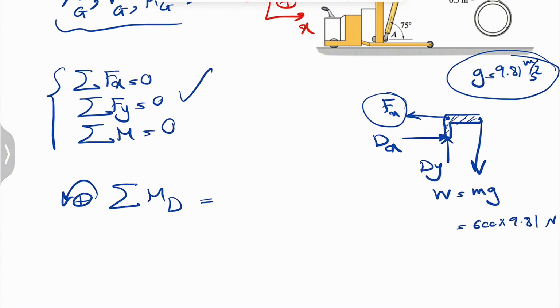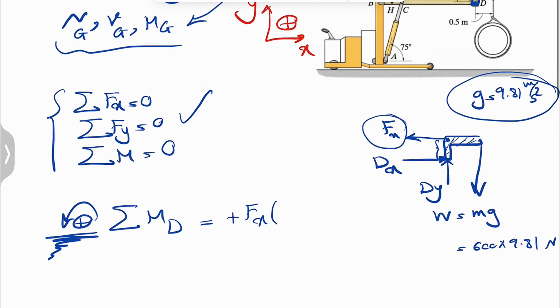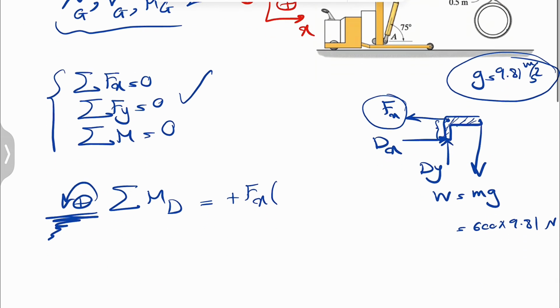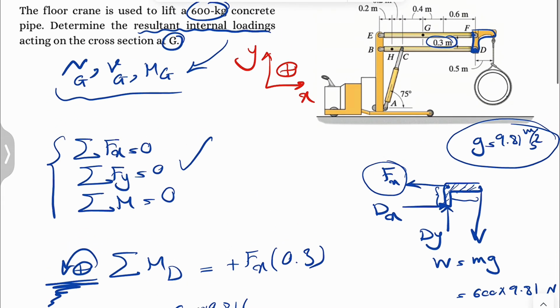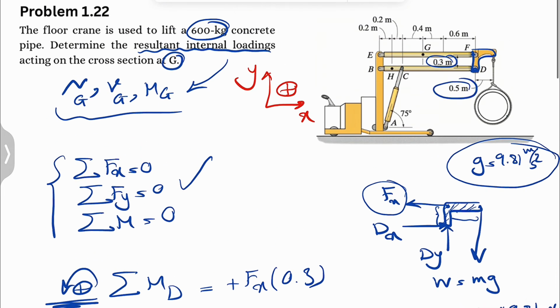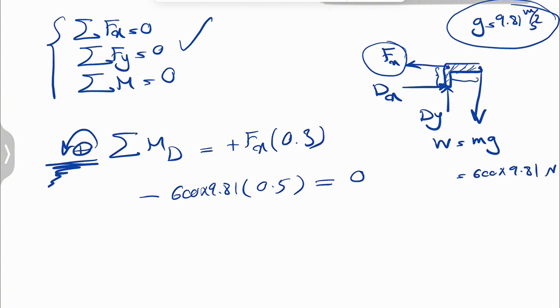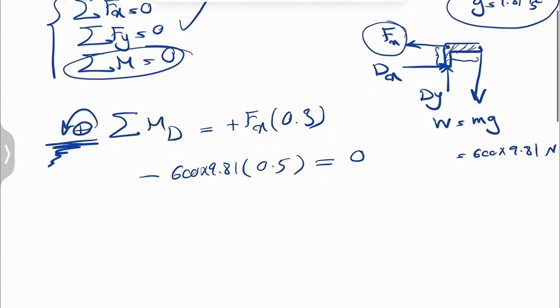So we're going to have the moment of Fx about D, which is counterclockwise, so positive. We have a sign convention of counterclockwise positive. So Fx times the distance, which is 0.3 meter. And we have the moment of the weight. We can see this one's clockwise, so negative 600 times 9.81. The distance is 0.5 meter, and this will be equal to 0 because of the equilibrium condition.